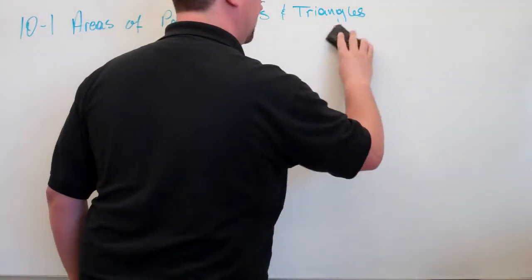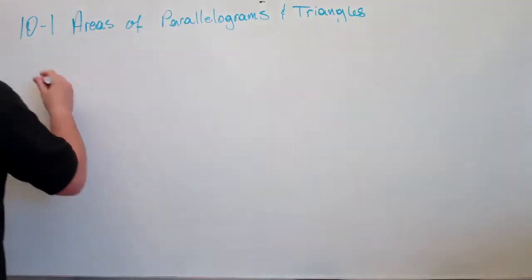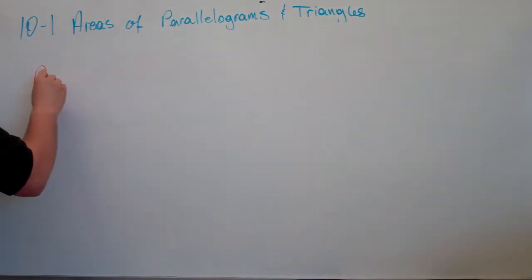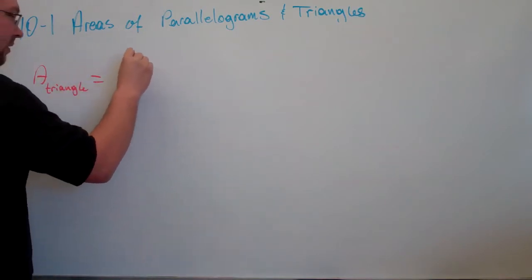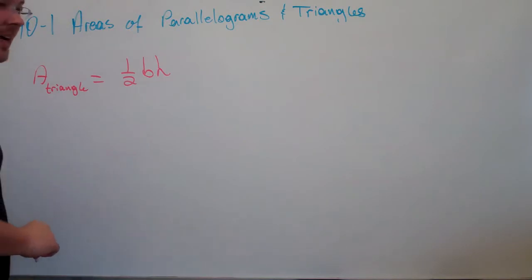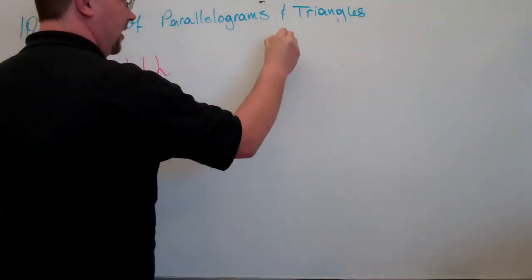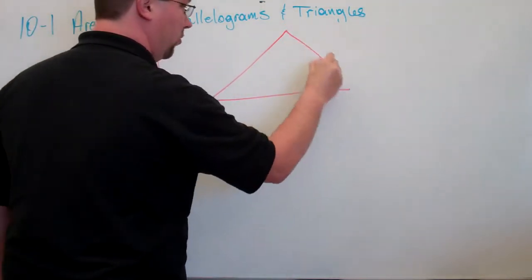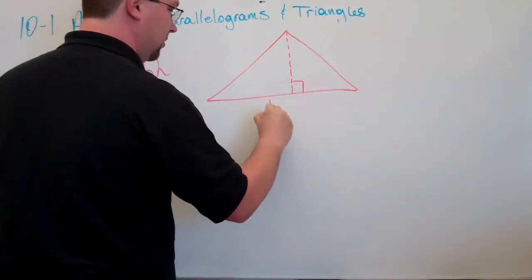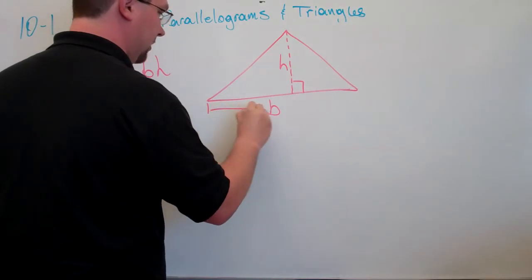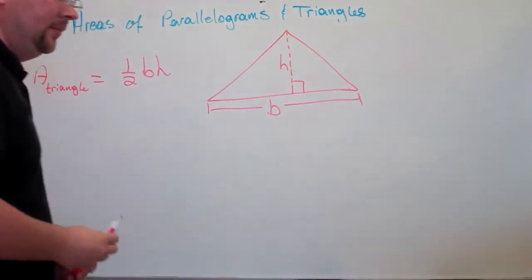Let's move on to triangles now. The area of a triangle equals 1/2 the base times the height. So now when you have a triangle, it doesn't matter what it looks like. This is your base, this is your height. Alright?